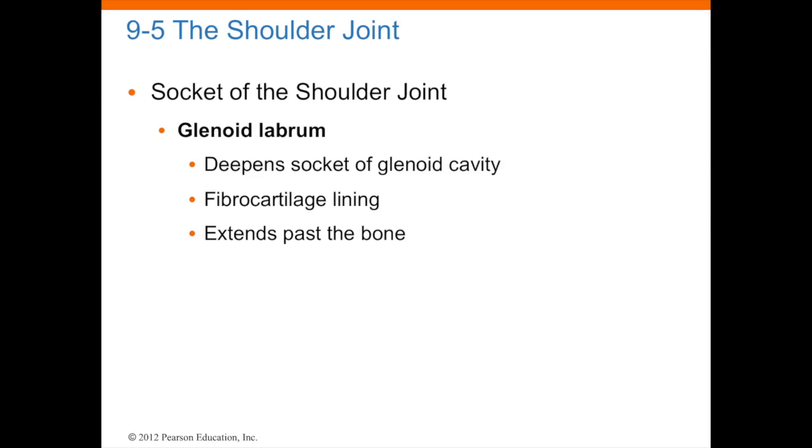Again, the glenoid labrum is a deepened socket of fibrocartilage tissue. It is like the meniscus is to the knee, the labrum is to the shoulder. It is a fibrocartilage material and it extends past the bone.